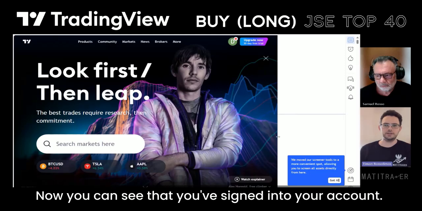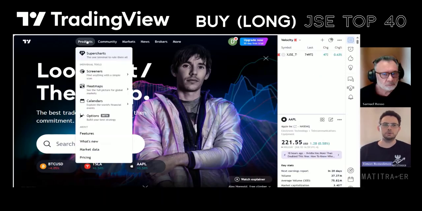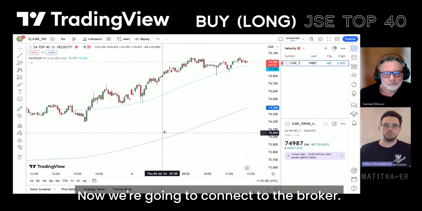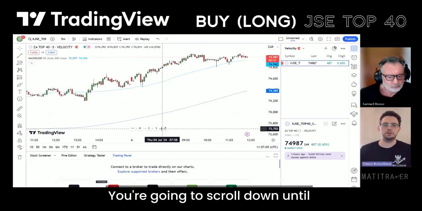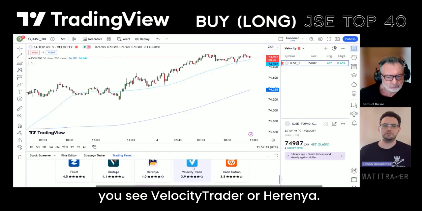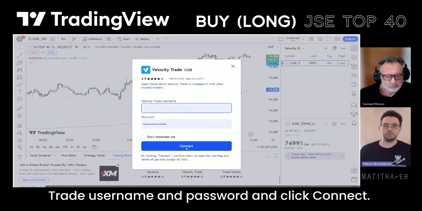Now you can see that you've signed into your account. You're going to go to Products, Super Charts. Now we're going to connect to the broker. So you're going to click on Trading Panel. You're going to scroll down until you see Velocity Trader or Herenya. You're going to put in your Velocity Trade username and password and click Connect.